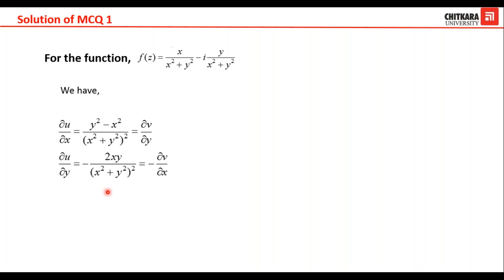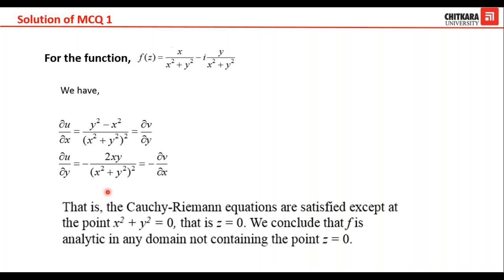So let's see what the conclusion is for this question. We can see that the Cauchy-Riemann equations are satisfied except at the point where x square plus y square equals zero. Which point corresponds to x square plus y square equal to zero? The only point is where x and y are both zero, that means the origin, and 0 comma 0 is defined by the point z equal to 0.